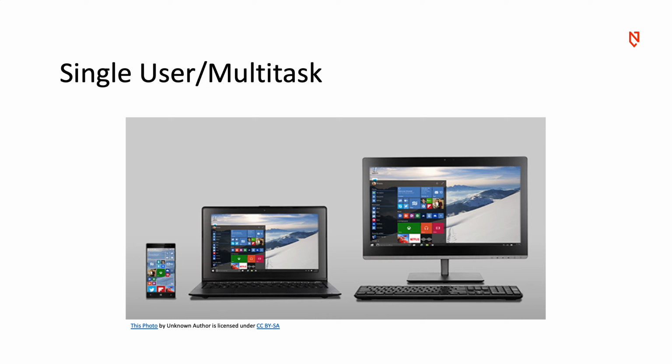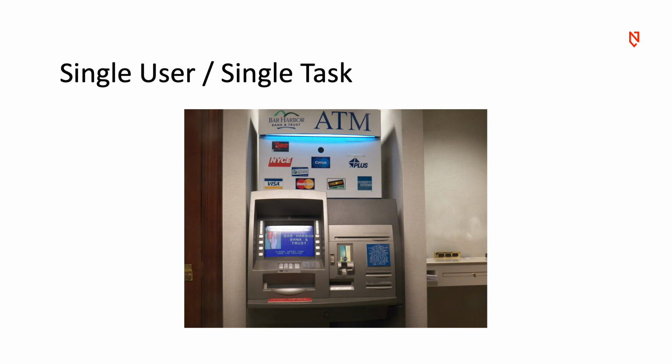So single user. Then obviously you also get single user, single task operating systems. They are more rare. Older cell phones used to run that way. So one account, one thing at a time. You open another program, the other one has to close first.